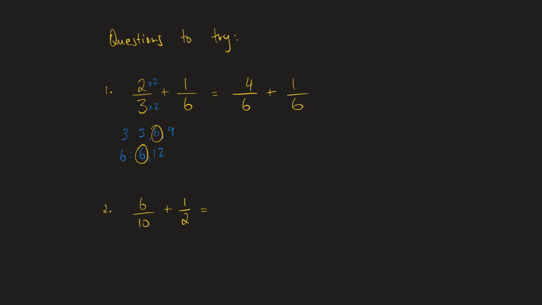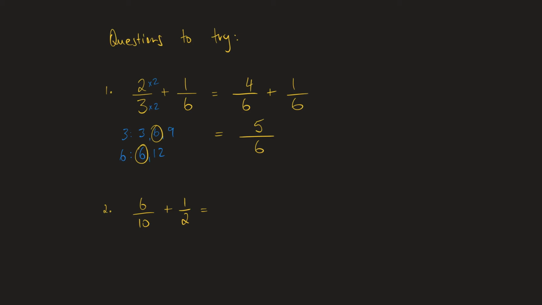I keep my second fraction. Now I've got a common denominator, so I can add. I'm going to put 6 down. Then my numerator, 4 plus the 1. And my solution is going to be 5 over 6.